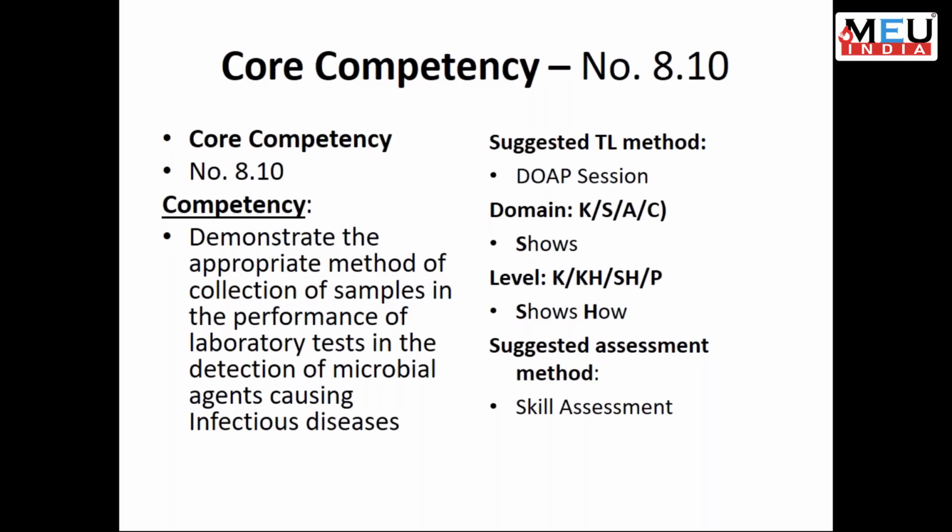Then we have 8.10, a core competency: demonstrate the appropriate method of collection of samples in the performance of laboratory tests in the detection of microbial agents causing infectious diseases. There we have told them the theory and the small group discussion. The teaching learning method here is DOPS. They have to show how they are going to do that. Whatever they have learned and discussed in the first competency, 8.9, they have to show here. The level is shows how. This can be performed in the practical classes where we are going to assess how they are going to collect, either using OSPE.